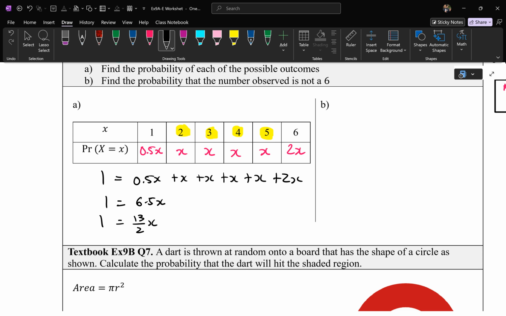So to solve for x, you can times both sides by 2 and then divide it by 13. Therefore, x must be 2/13. Or you can change that to a decimal if you want. Have I skipped too many steps or is that doable? Pretty good.